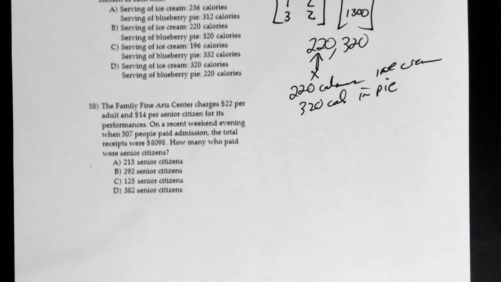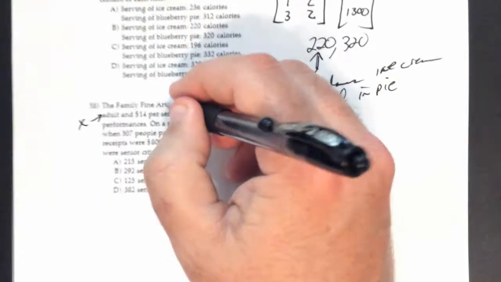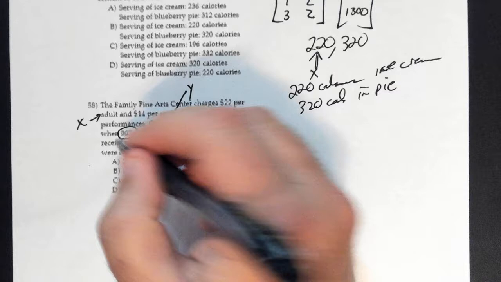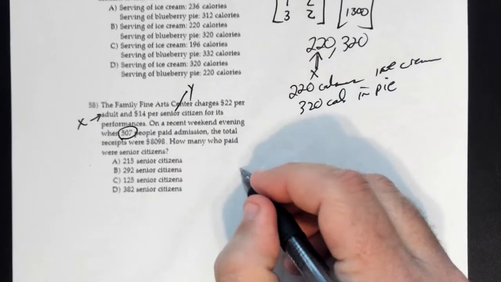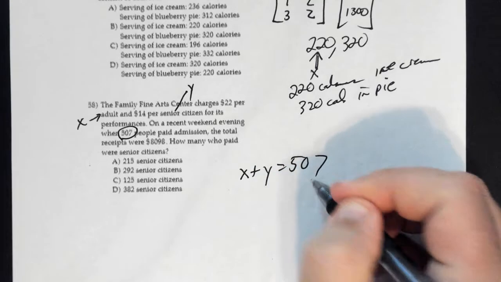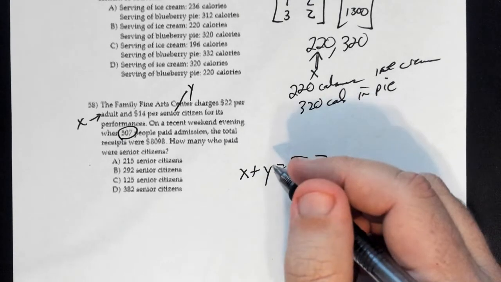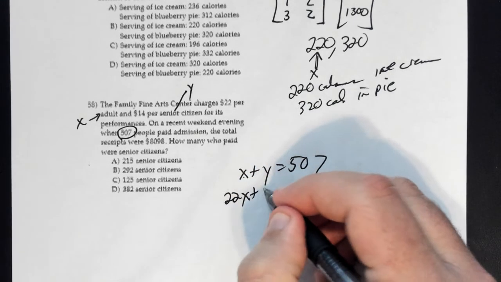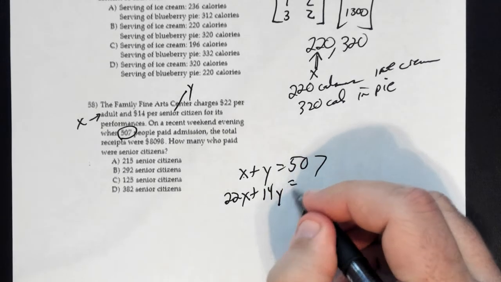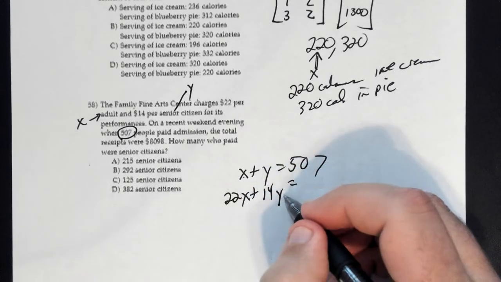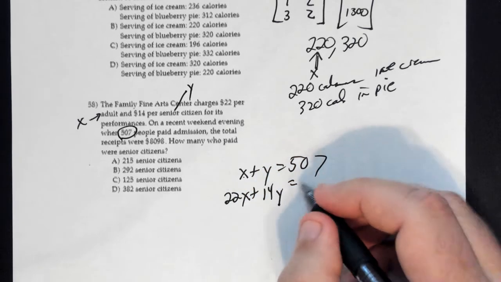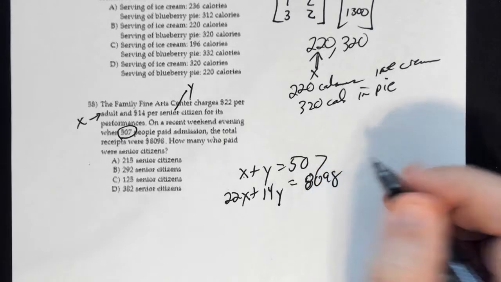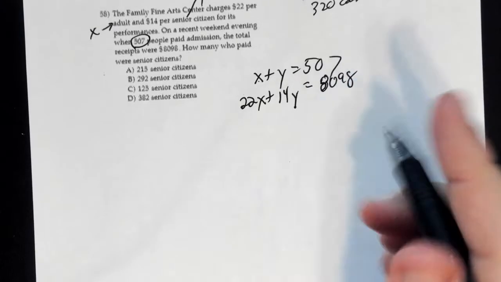Alright, so I've got 2 different types of people going in. I got adults, we'll say as X, and then senior citizens we're going to say as Y. Okay, now I know a total of them was 507. So we have X plus Y equal to 507 people. Now the dollars and cents for each one of these: adults paid $22, and each senior citizen paid $14. When you multiply 14 times the number of senior citizens and $22 times each adult, and get their money, there was a grand total of $8,089. So there are my 2 equations.